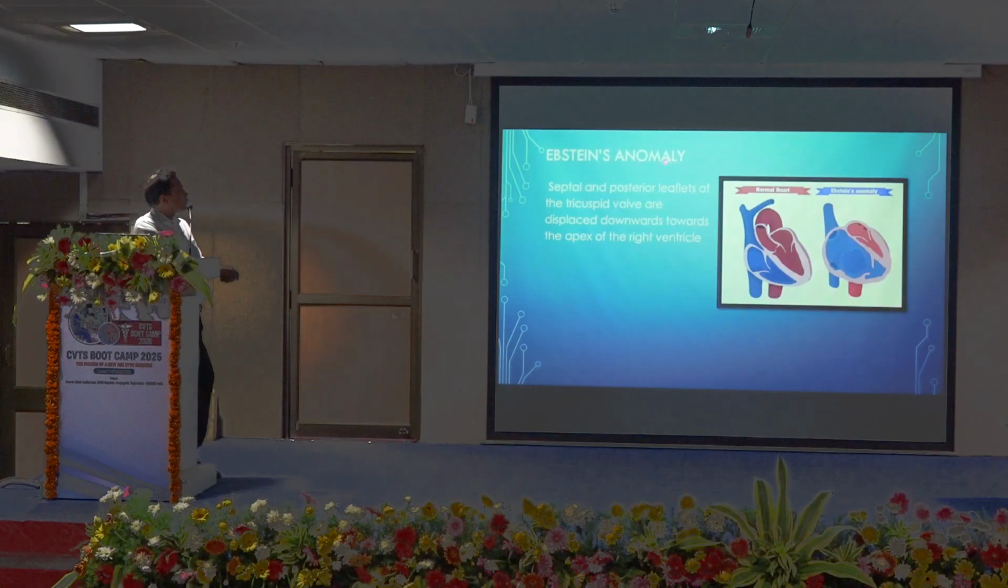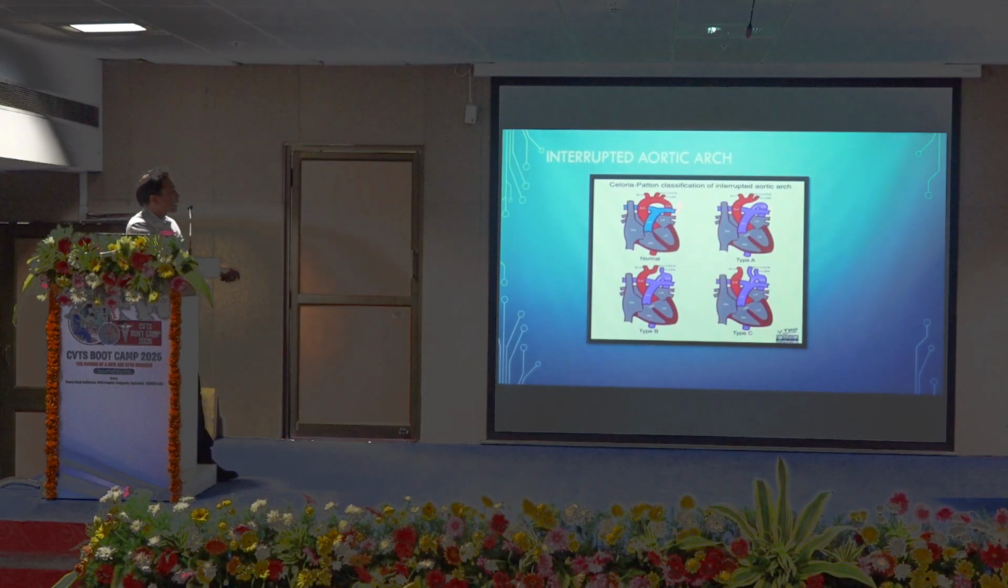Coming to Ebstein's anomaly, it is the displacement of the septal and posterior leaflets towards the apex of the right ventricle. So what happens? That divides the right ventricle into two parts, the true right ventricle and the atrialized ventricle. So the right ventricle becomes very small and non-functional, and there will be dilatation of the RVOT and severe tricuspid regurgitation.